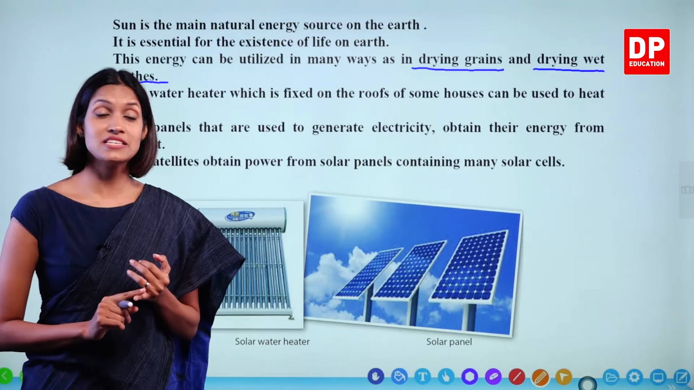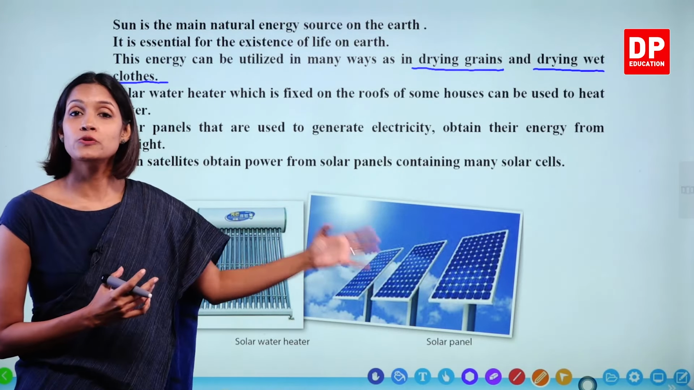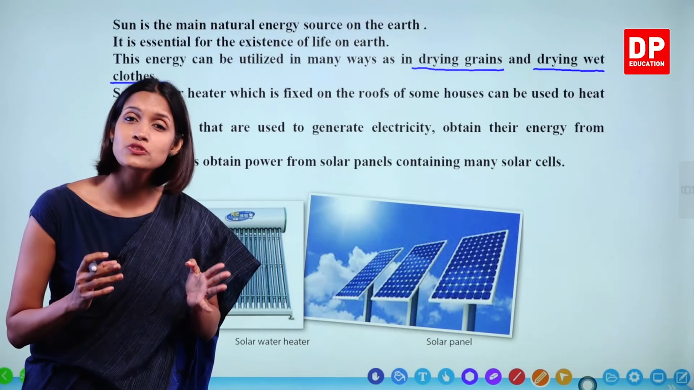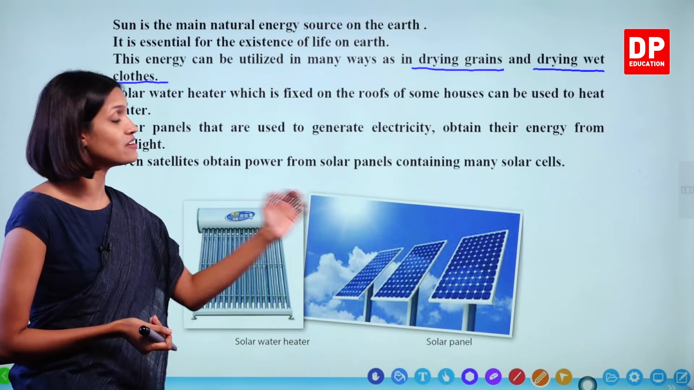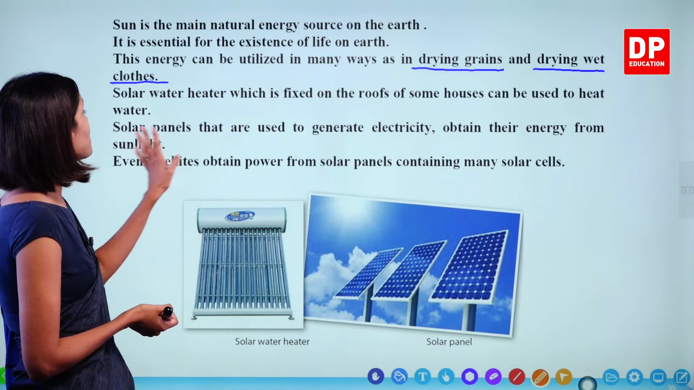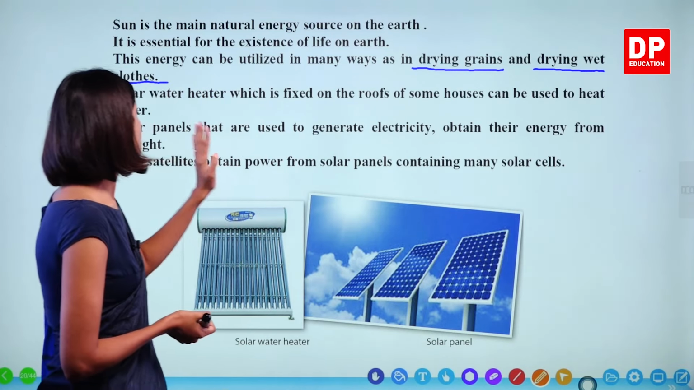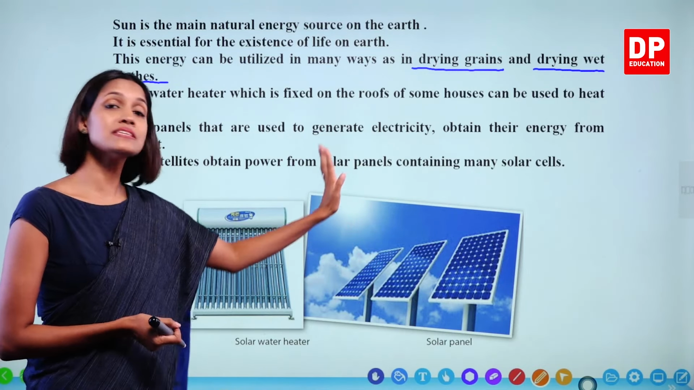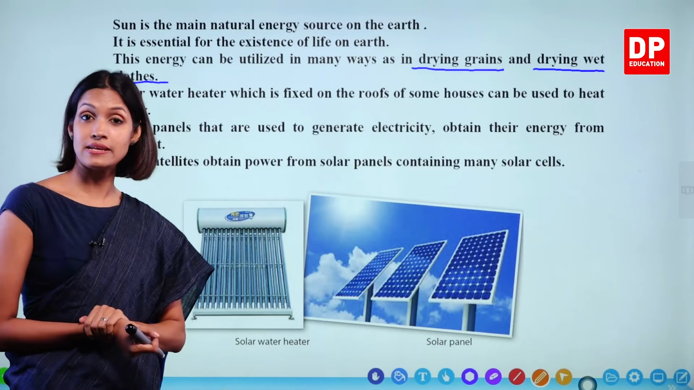Another advantage is, children, the environmental pollution that takes place when you use these solar panels is minimized. Environmental pollution does not take place. Okay, children, this is another advantage towards the environment as well. So solar panels that are used to generate electricity obtain their energy from sunlight. As I told you, solar energy is converted to electrical energy using the solar panels.